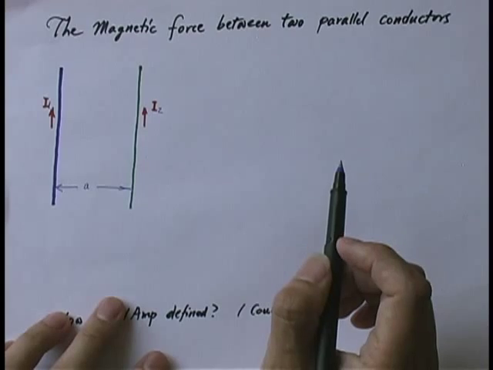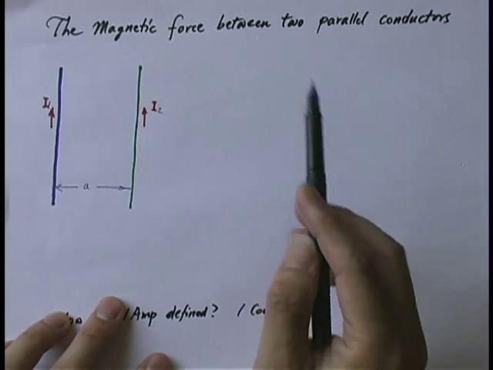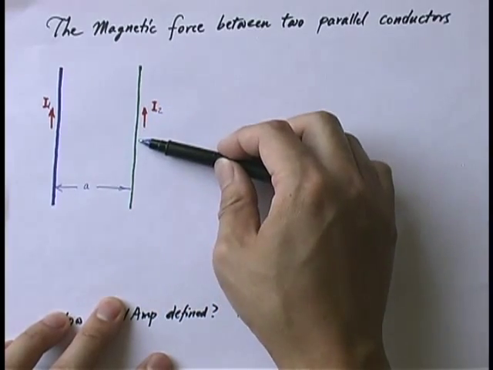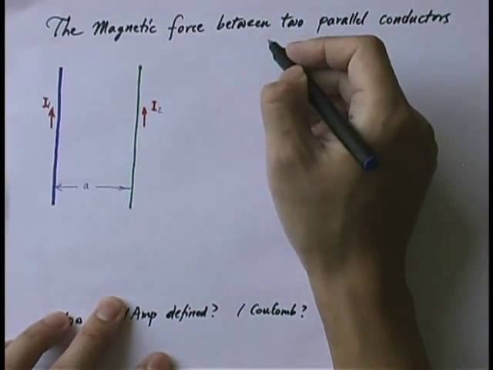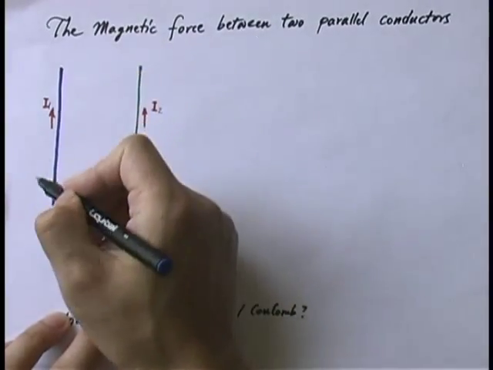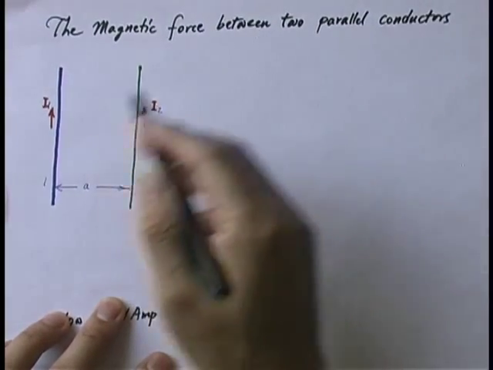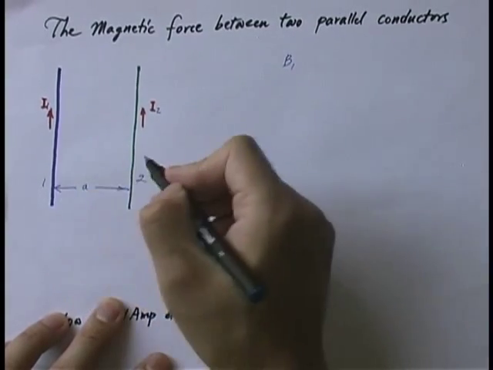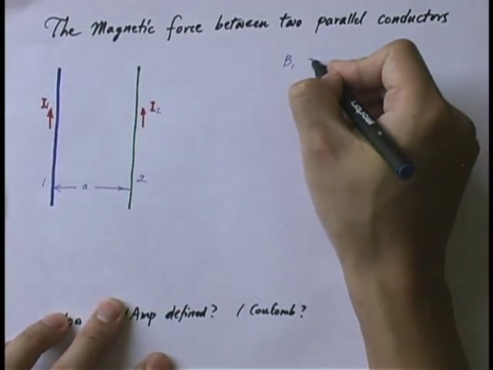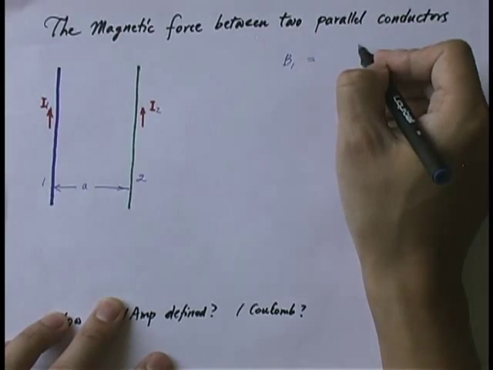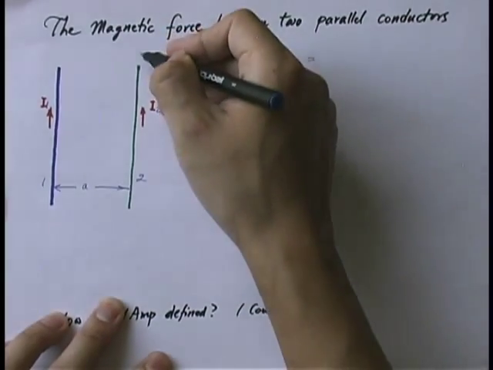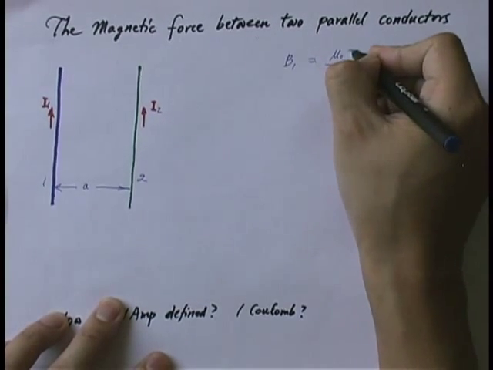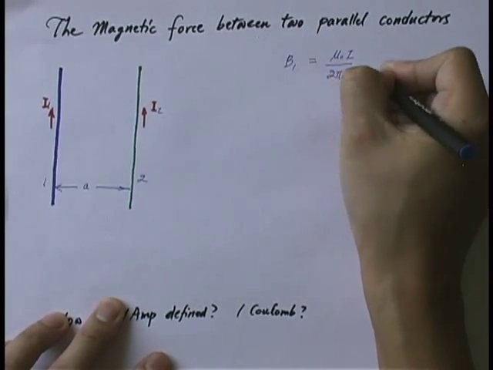Okay, now you know the magnetic field produced by one of them on the other. For example, if this is wire 1, this is wire 2. The magnetic field B1 produced by this wire at the location of the other wire, we know what that is. That is in fact constant. It's uniform for this entire line. It is equal to mu naught I over 2 pi a. We did that before, right?